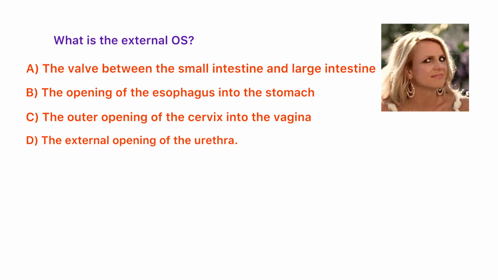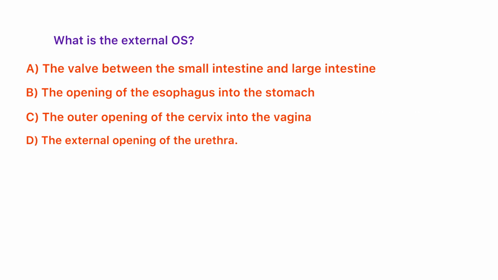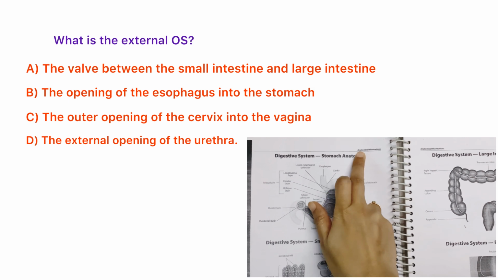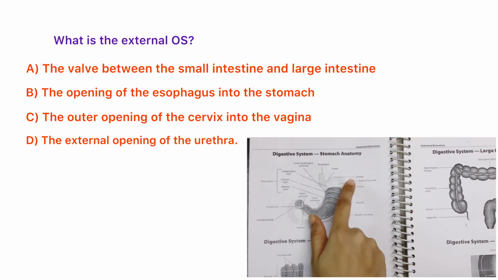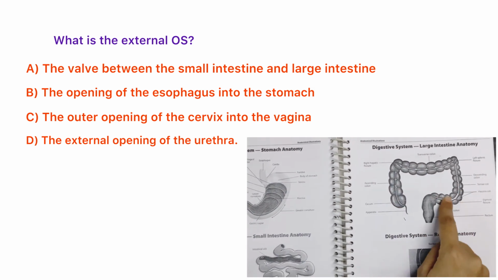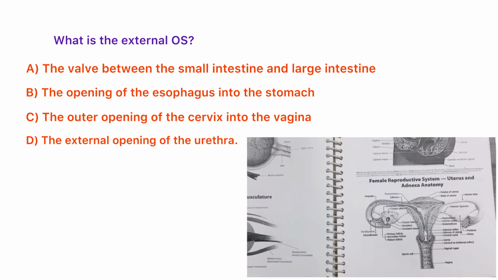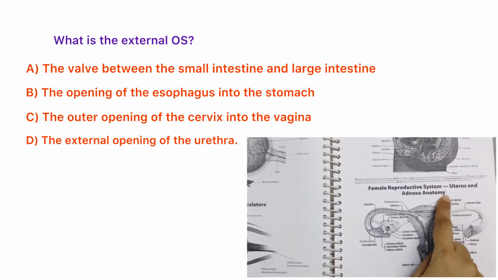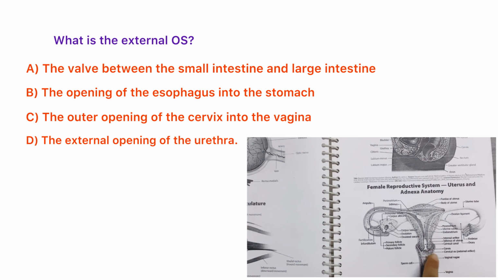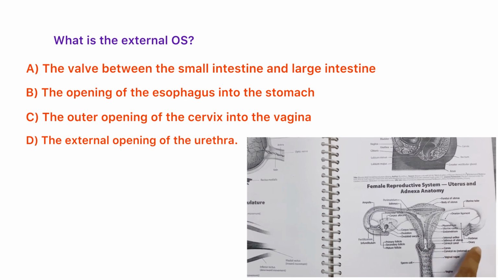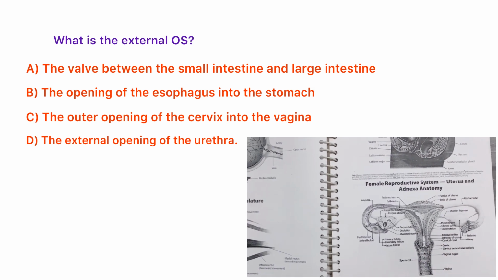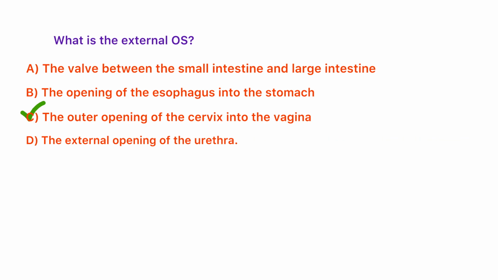Now, at first glance, I had no idea what the external OS was. The first two options seemed like they were from the digestive system, so I started looking at the anatomical illustrations for clues, but nothing about the external OS. Then, I looked at the third option, which mentioned the female reproductive system. And guess what? There it was. The external OS is the outer opening of the cervix into the vagina. The answer was right in front of me, I just needed to know where to look.